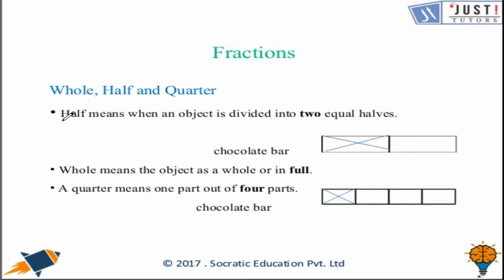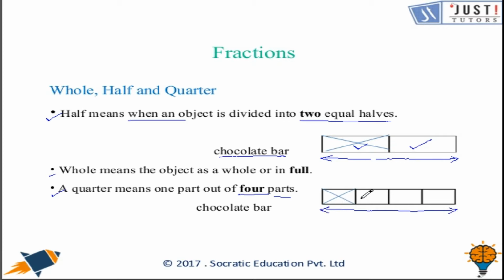Now let's revise them one by one. Half means when an object is divided into 2 equal halves. This is one object here. It has been divided into 2 equal halves. This is a chocolate bar. Now a whole means one complete whole bar of chocolate or any other object. Similarly, a quarter means 1 part out of 4 parts. So this is one complete bar of chocolate. When you split it into 4 equal parts, each part will be a quarter of the whole chocolate bar.